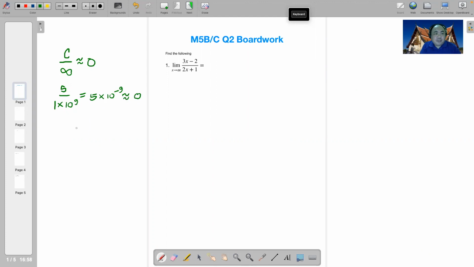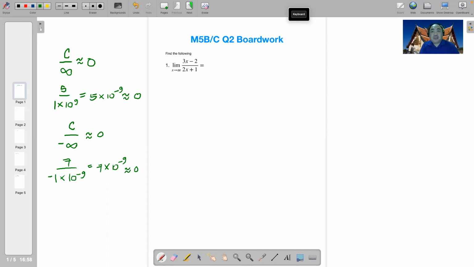The same thing happens when you have a number c divided by a very large negative number. This should still be approximately 0. Say, for example, you have 7 and you divide that by negative 1 billion. Again, you're going to get 7 times 10 to the negative 9, or 9 zeros leading 7, and practically that is 0. This is what we will keep in mind when finding limits at infinity.